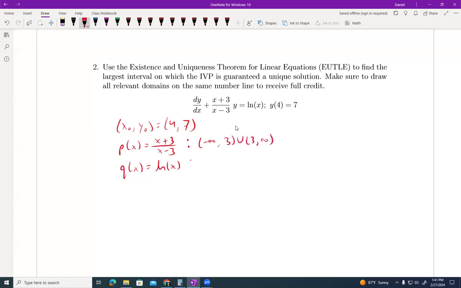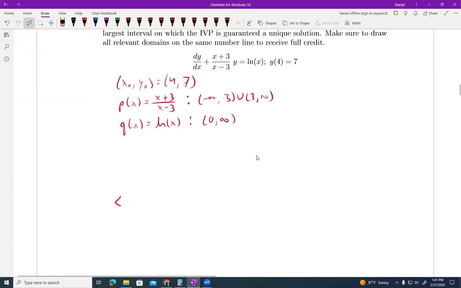Okay, for the natural log function, we can't take natural logs of negative numbers or 0, so the domain for this is going to be 0 to infinity. Now we're ready to go ahead and plot the domains here on the same axes, right? So we'll put in all of our interesting numbers. Maybe 0 can go here, 3 can go here.